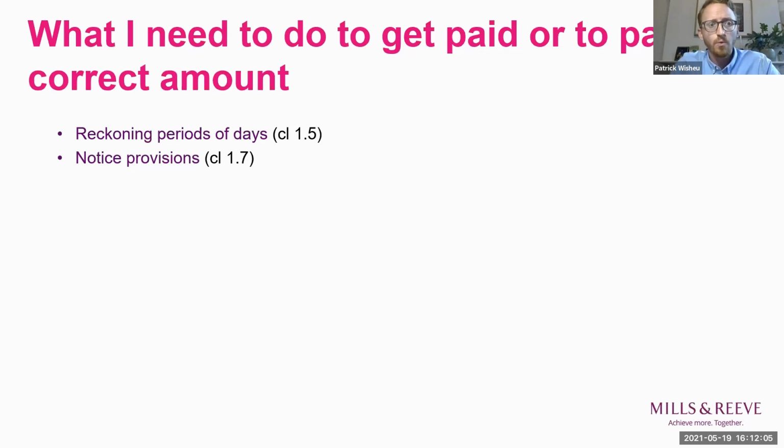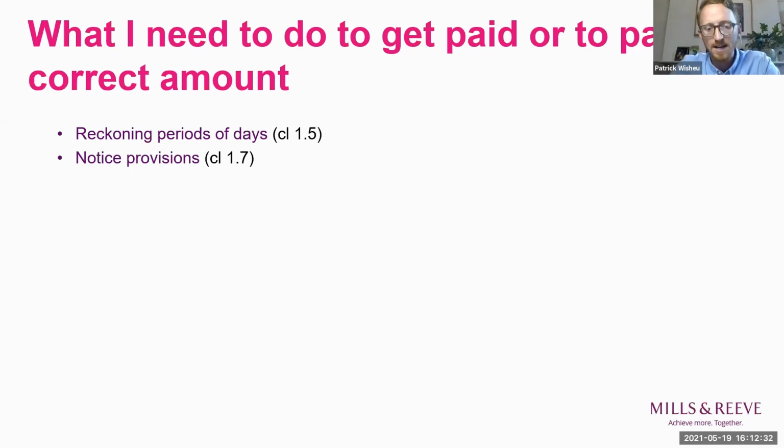When it comes to reckoning periods of days, and trust me, this is going to sound a lot more confusing than it is, it's essentially how you count the days. And in particular, it's how you count the days if something is to happen a certain number of days before or after an event. If that's the case, you don't count the day that the event happened on. That sounds confusing and a bit convoluted, but you get the answer you expect.